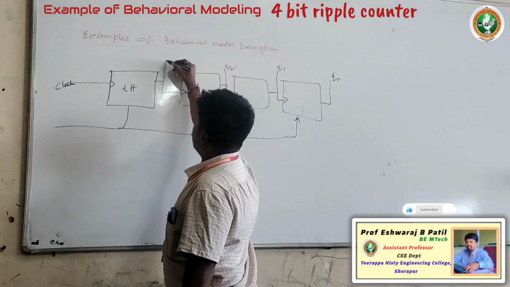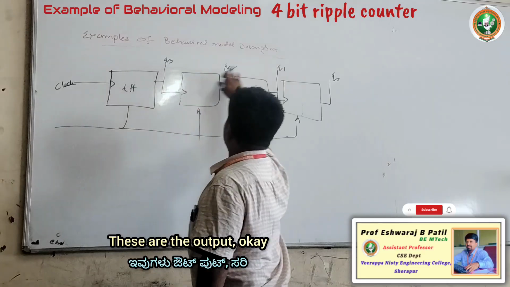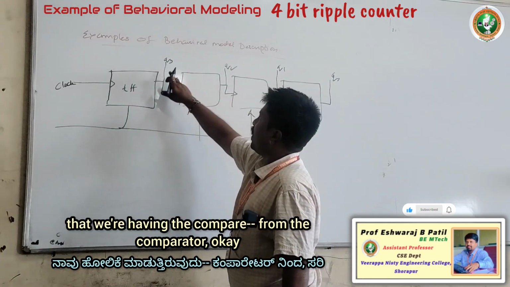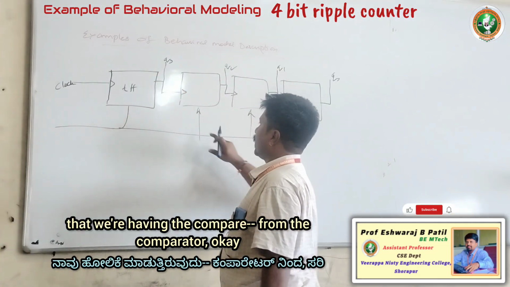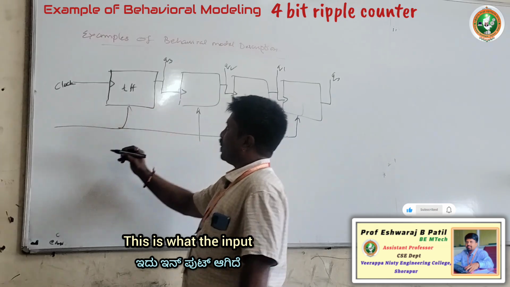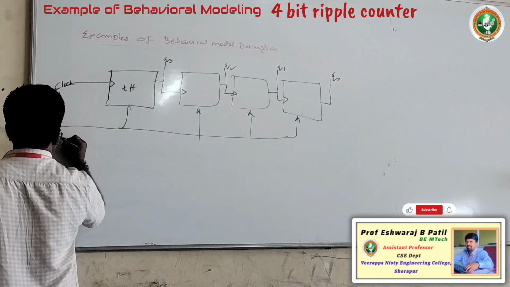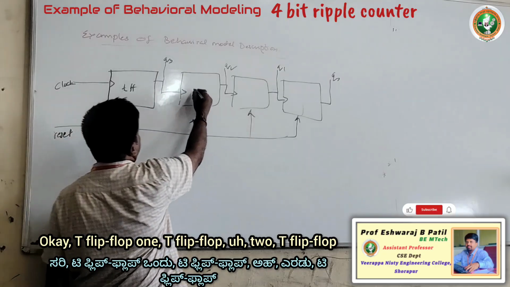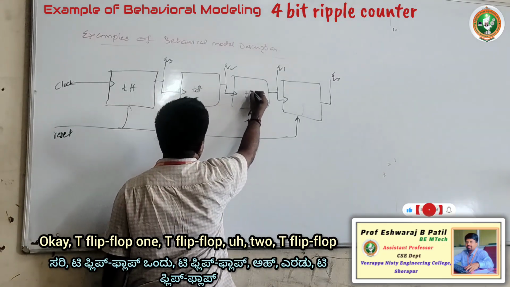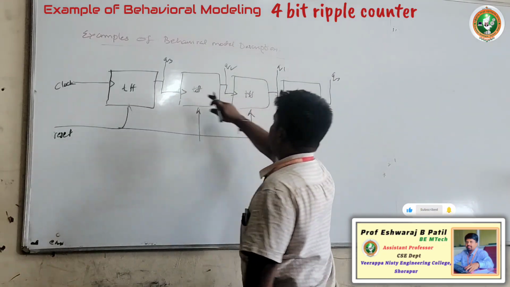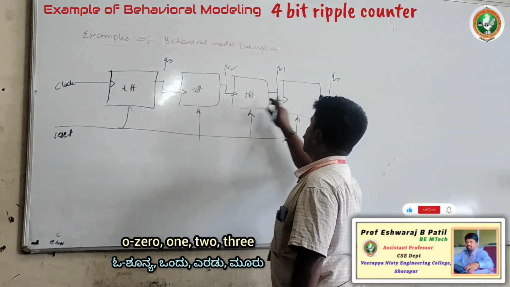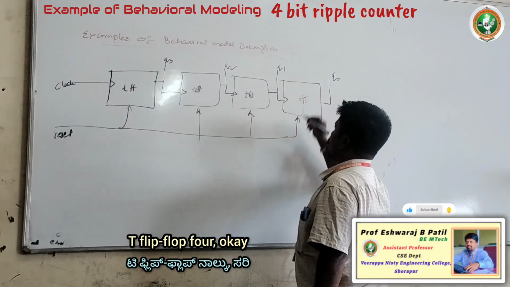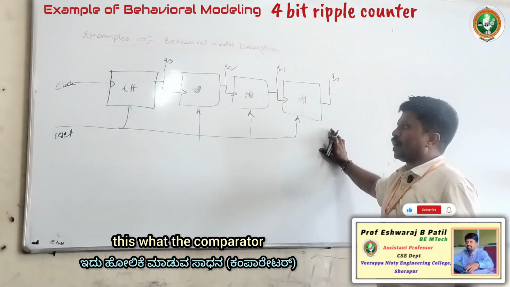Q2. This is Q3. These are the outputs. This is the only output that we will be having from the counter. This is the input. What is this one? Reset. T flip flop 1, T flip flop 2, outputs 0, 1, 2, 3. T flip flop 4, there is nothing but that. This is the counter.